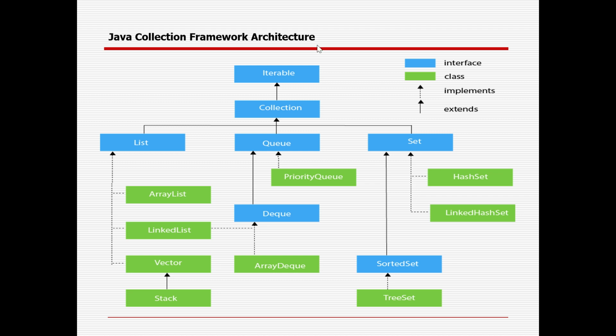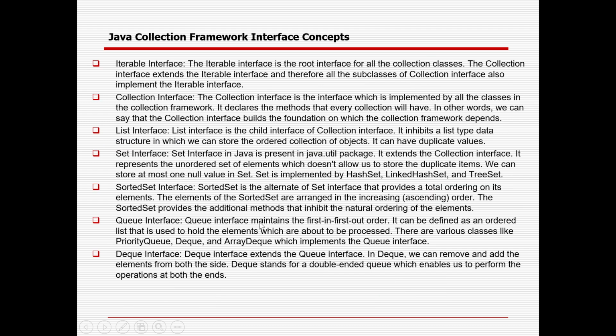Now Q and DQ. So what is Q? Queue interface maintains first in first out. So whatever order you are entering, the same order you will be getting it.